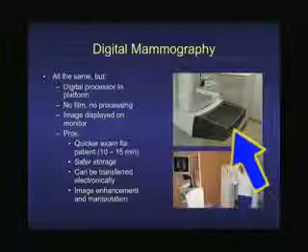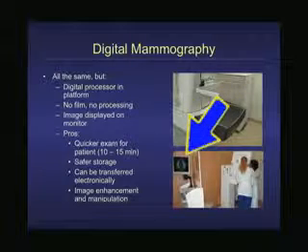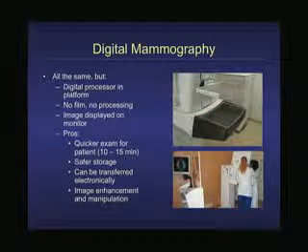Now what about digital? Digital is pretty much all the same, but instead of a screen film cassette, we have a digital platform. And inside this platform are thin film transistor arrays that are made up of silicon or selenium, and the image is sent over to a monitor. We view that image at the monitor within a couple of seconds, so it doesn't require any film to be processed.